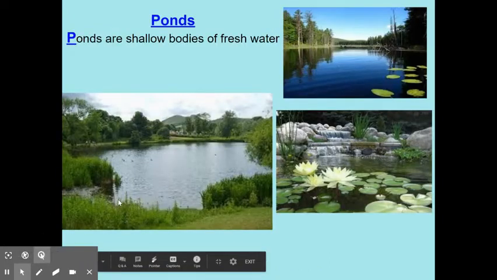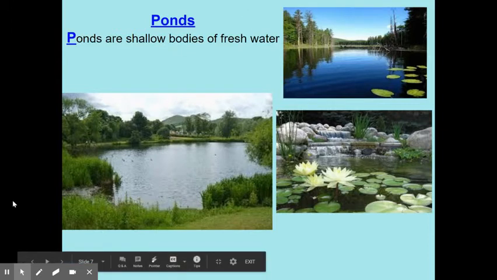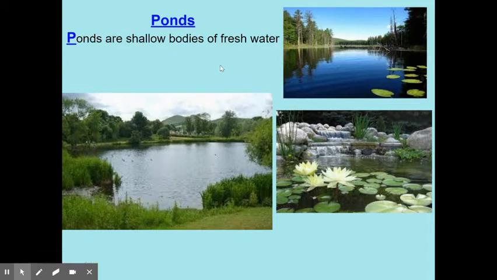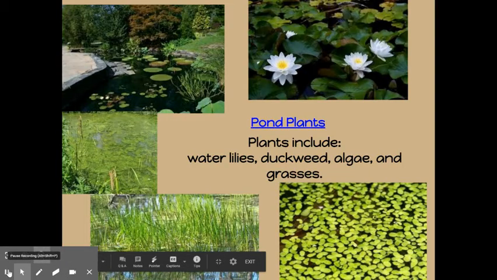Let's talk about the first kind of freshwater ecosystem. Ponds are shallow bodies of fresh water. Take a look at these pictures here. These are what ponds look like. The plants that grow in ponds include water lilies, duckweed, algae, and grasses.